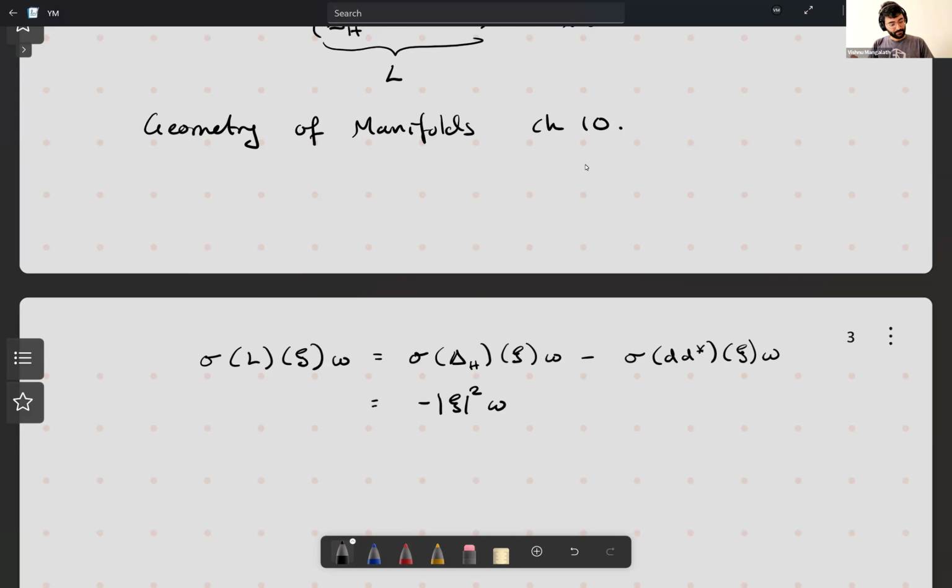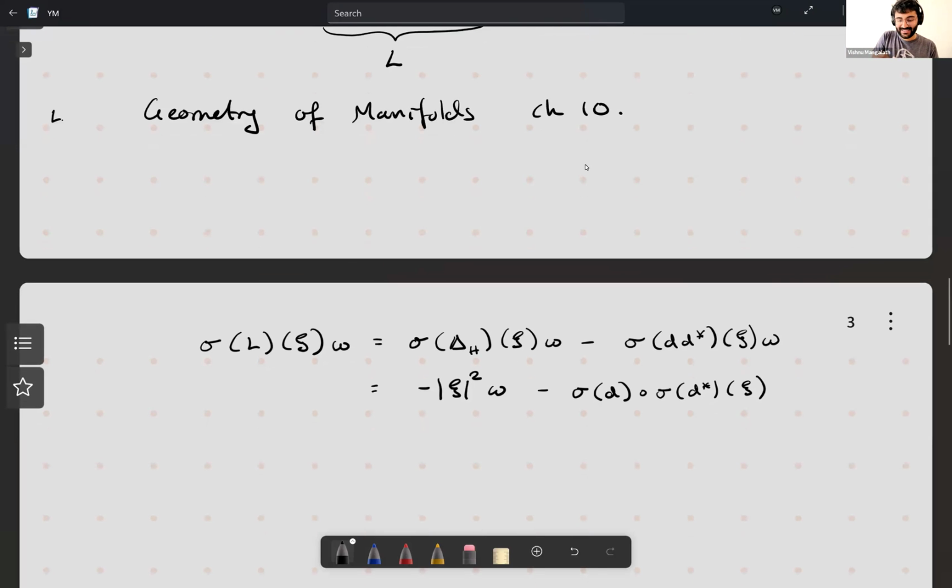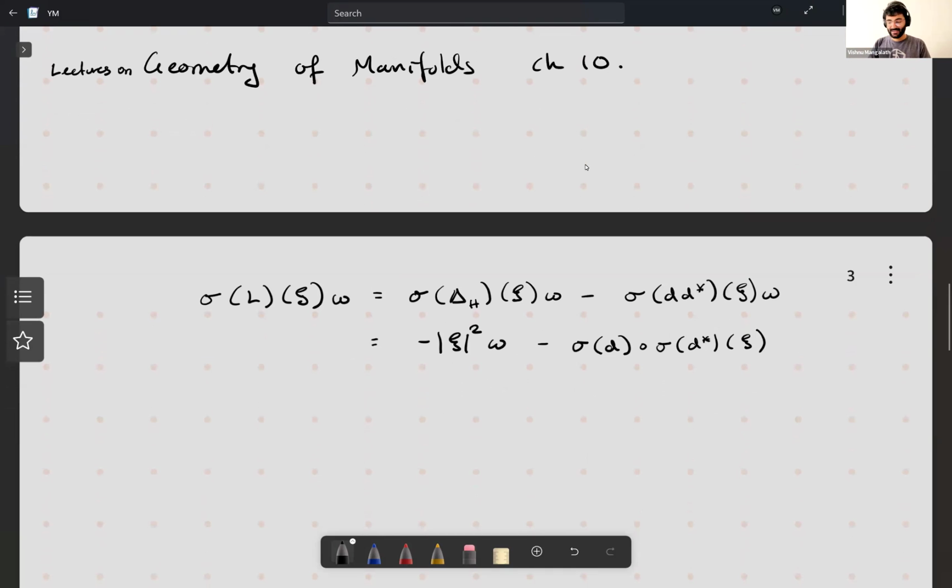Now, a nice lemma in that book is that if you compose operators, then the symbols also compose. The book is Lectures on the Geometry of Manifolds by Nicolaescu, chapter 10. That's it.